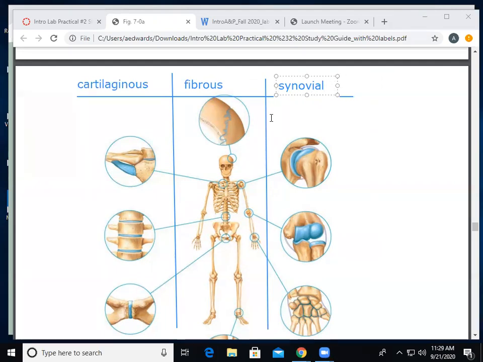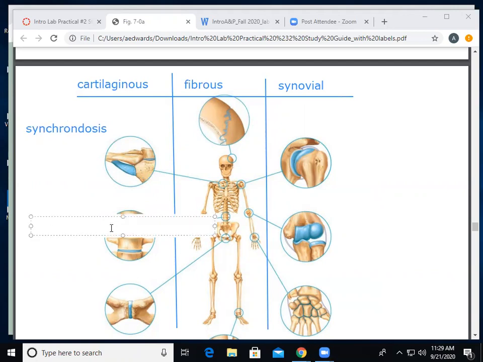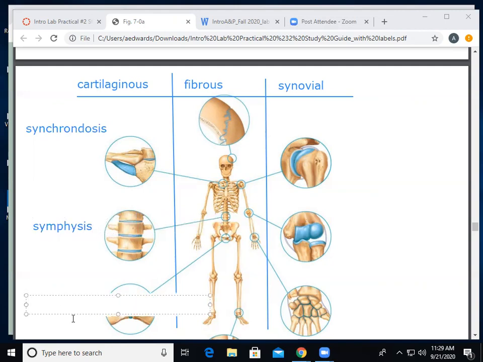All right. So in the cartilaginous category, these joints here, the sternum, the clavicle area, all these synchondroses is plural, synchondrosis is singular. Put that right there. Okay. These joints in between the vertebrae, all right, these are called symphyses. Symphysis is singular. This is also a symphysis down here, the pubic symphysis.